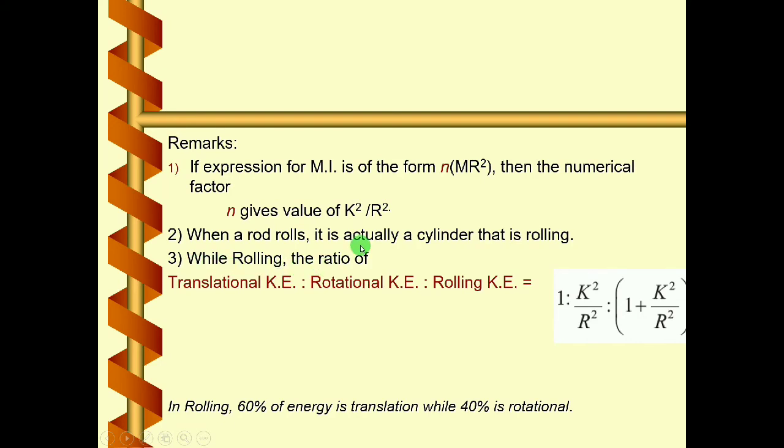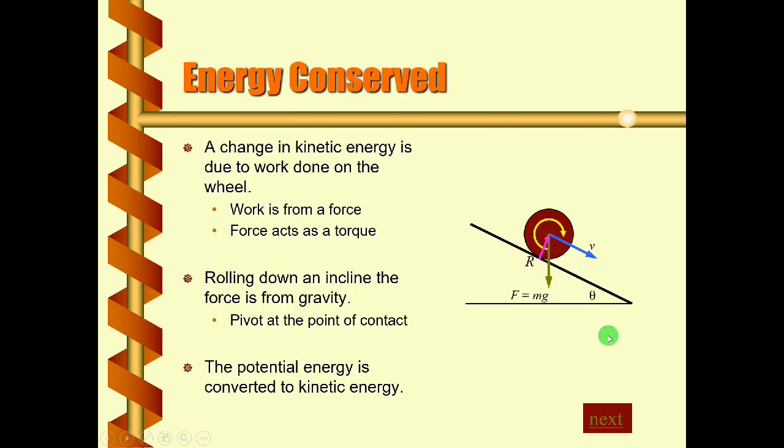Similarly, for rolling motion, if you are writing the ratio of translational, rotational and rolling kinetic energy, that ratio will be equal to 1 : k square upon r square : 1 plus k square upon r square. Just remember this. It can be asked in MCQs, and it can be asked in numericals, right?